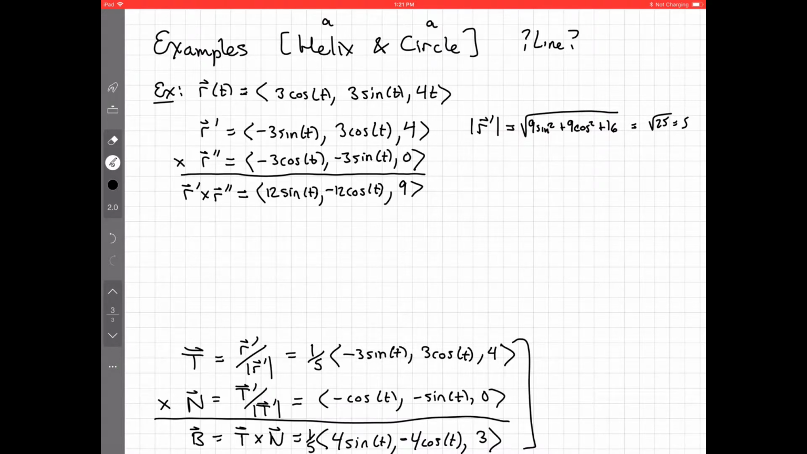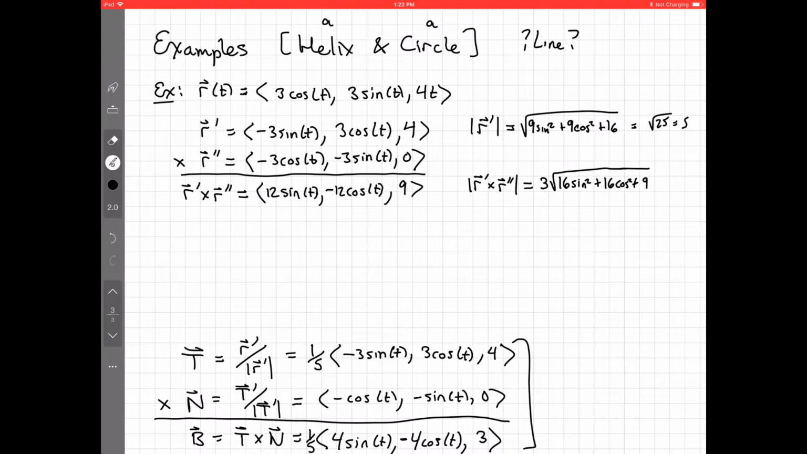By the way, eventually we'll want to have the length of the cross product. We need that not just for tangential normal components, but we also want that for curvature. And so let's go ahead and compute the length of the cross product. Okay, so we can notice we can factor a 3 out. Then we'll be left with 4 squared sine squared plus 4 squared cosine squared, plus 3 squared, which is 9.